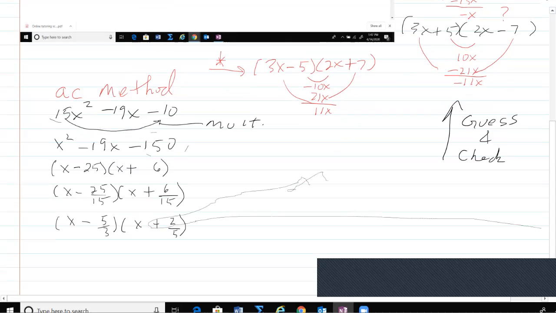Okay, I want to get rid of this fraction here at this step. If there is a fraction, I need to take that 3 and put it in front of this x over here. So that 3 moves to here. And this 5 moves to the front over here. And this will be my final answer. They call this the AC method.